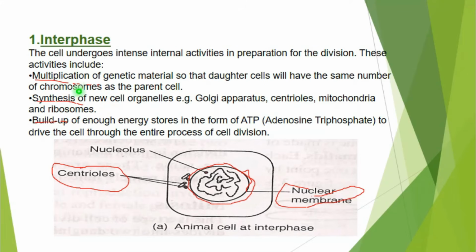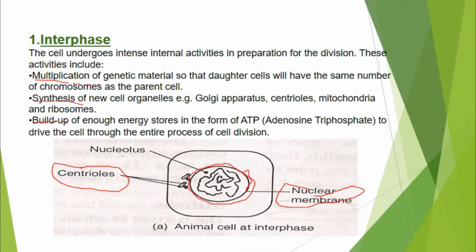So these are now the three main activities that occur during interphase stage: multiplication of genetic materials, synthesis of new cell organelles, then storage of energy for the process to be possible.